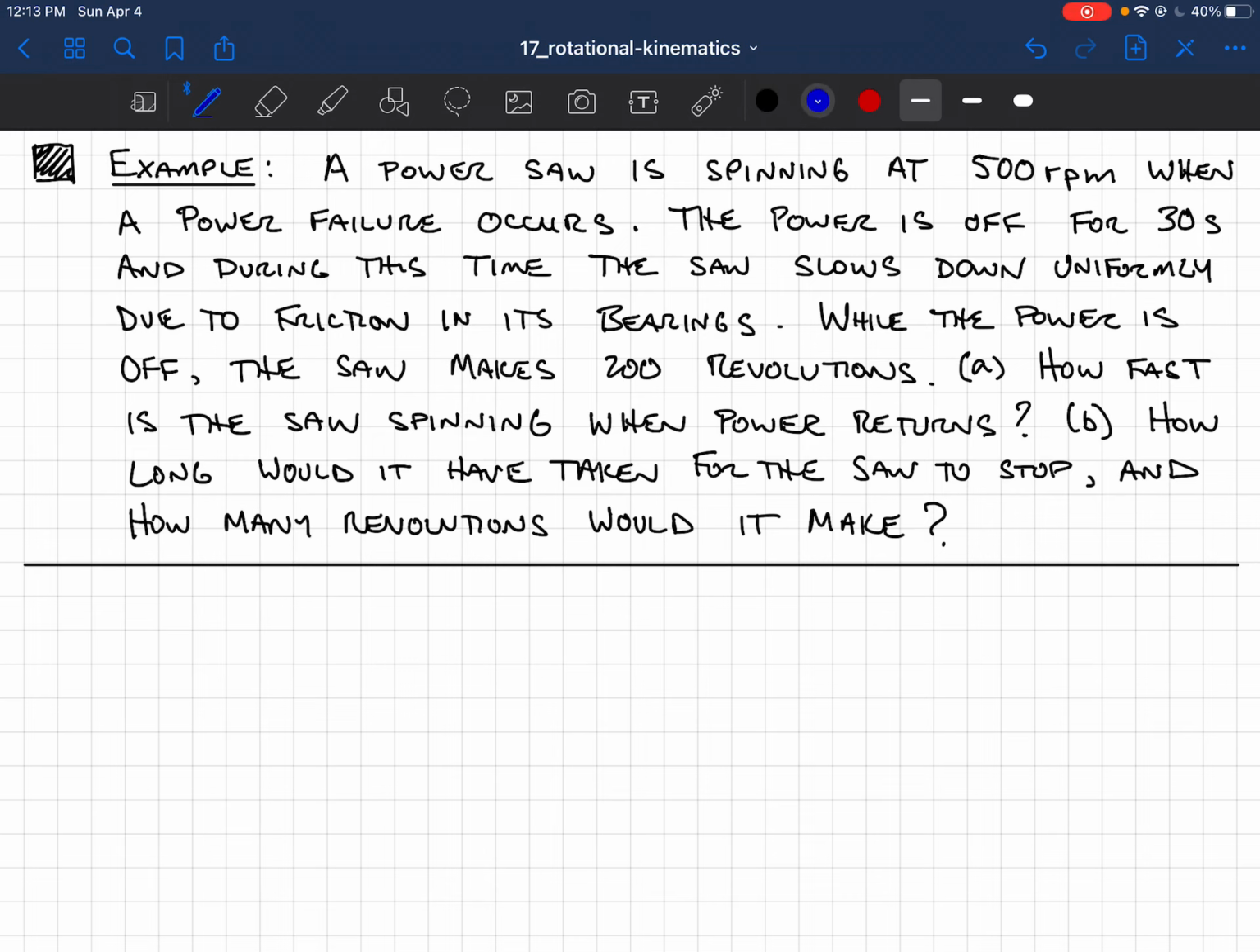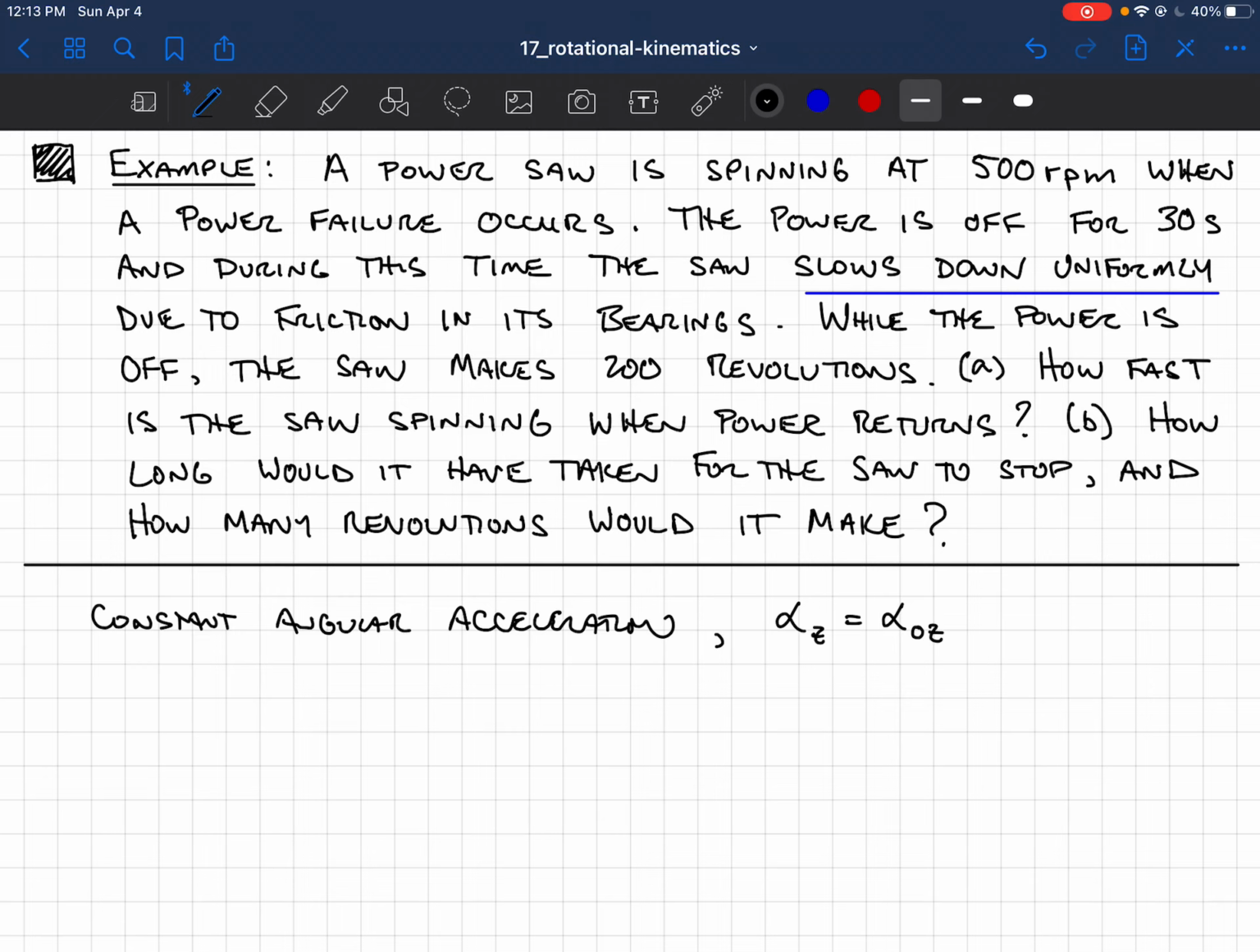So we're given a constant angular acceleration. Maybe we should write that down. Constant angular acceleration: alpha z is equal to alpha naught z. But we were not told exactly what that value is, so it's actually unknown what that angular acceleration is. It's just known that we can apply the equations of constant acceleration. So let's do them using some of the information that we do have.